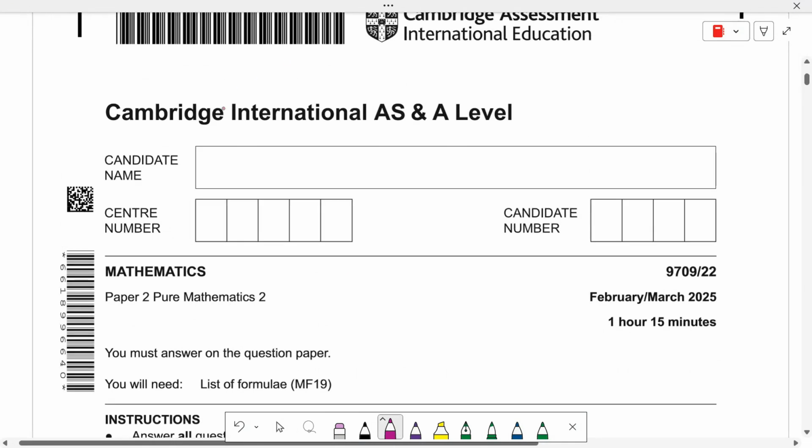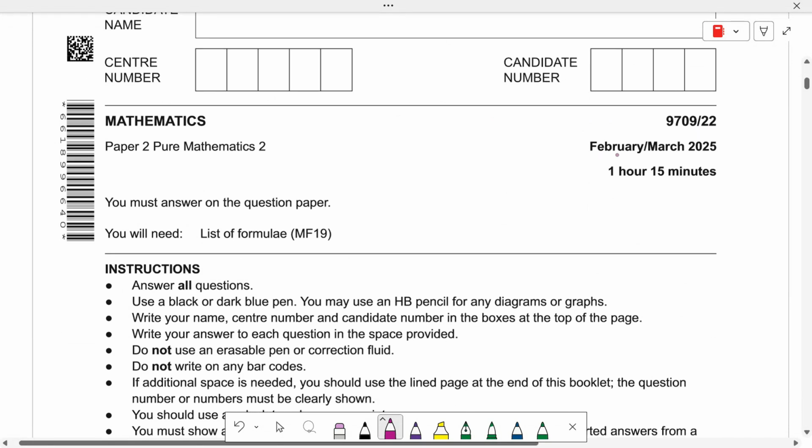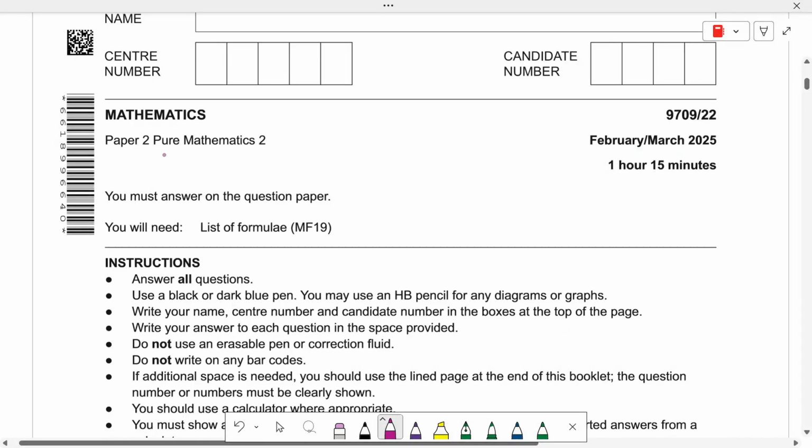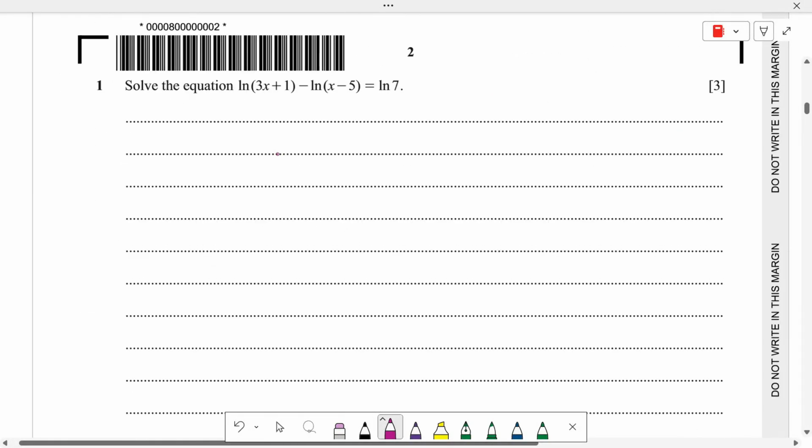Okay, we are going to start Cambridge International AS and A level exam 9709/22 for the session February and March 2025. The subject is pure mathematics 2. Okay, let's move to question number 1.